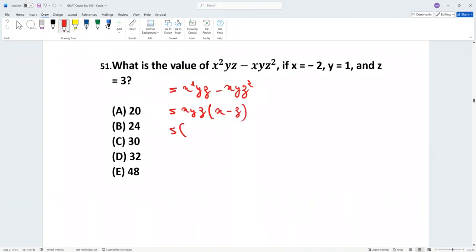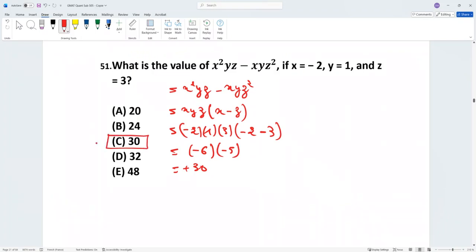Okay, so now we have x is minus 2, y is 1, z is 3, and x is minus 2. Minus 2, and then we have z is 3, but it's minus z, so minus 3. This is going to give us minus 6, factor of minus 5. And minus times minus is plus. 6 times 5 is 30. So the answer is answer C. That's our correct answer.